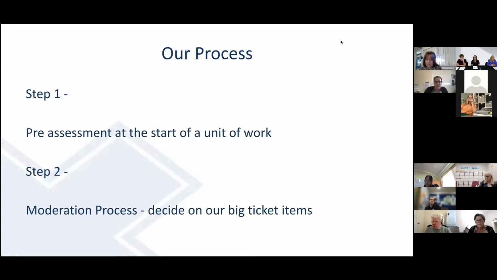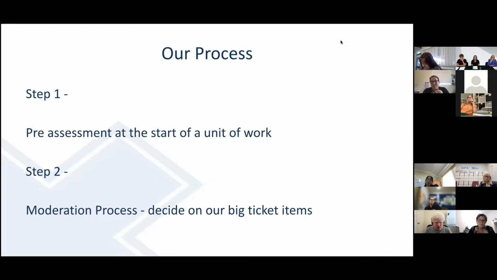So the whole grade completes a pre-assessment prior to any teaching. Then we go through a moderation process. And this is probably something I really wanted to highlight, and something that we do quite uniquely in terms of how we use Brightpath.